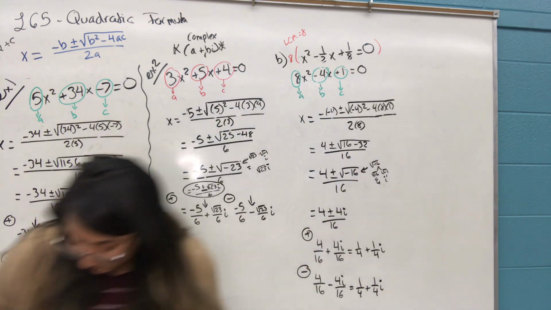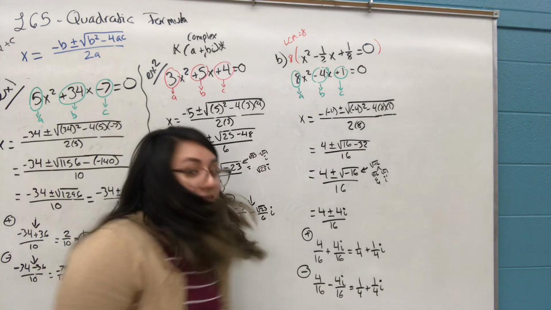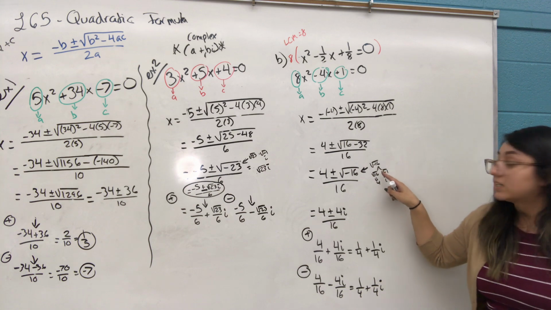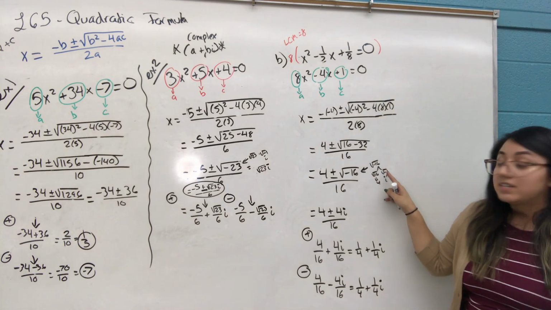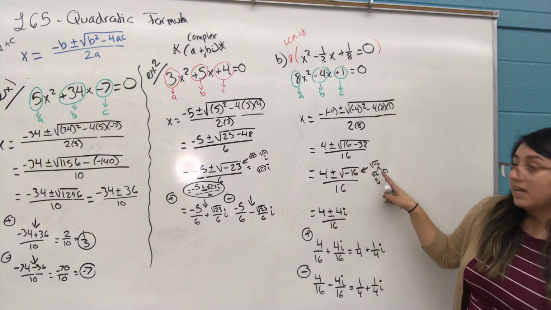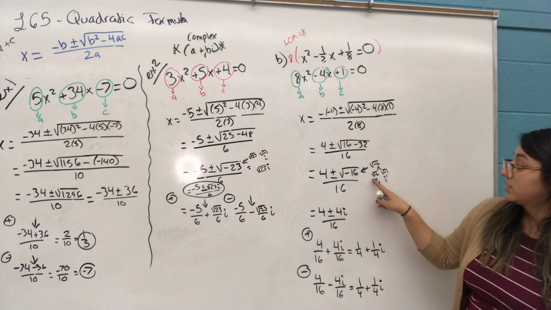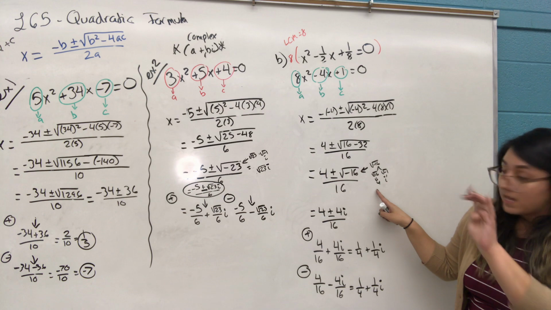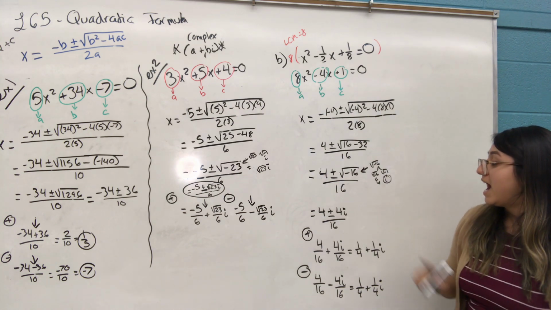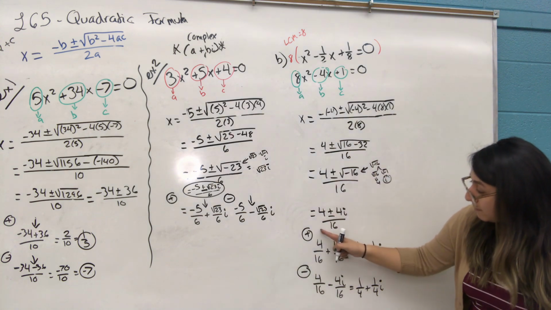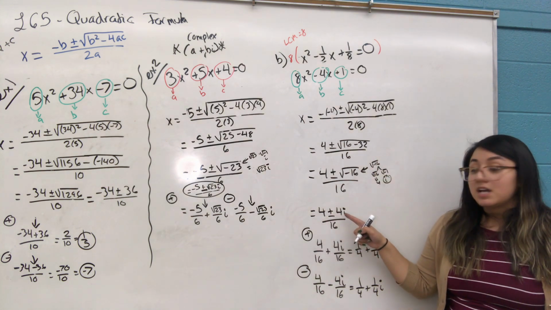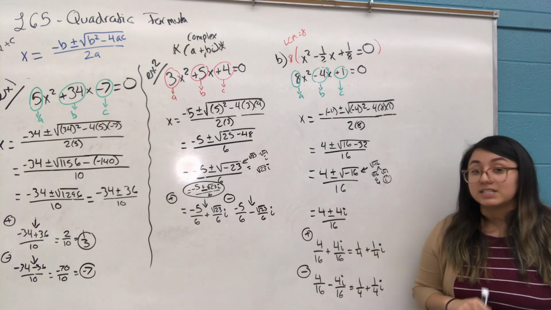If I were to factor my square root of negative 16 here, I can factor out the negative 1, because now I have the square root of 16 and the square root of negative 1. Square root of 16 is 4, a whole number 4. And the square root of negative 1 gives you that imaginary number i. So that's why I have here 4 plus or minus 4i over 16.